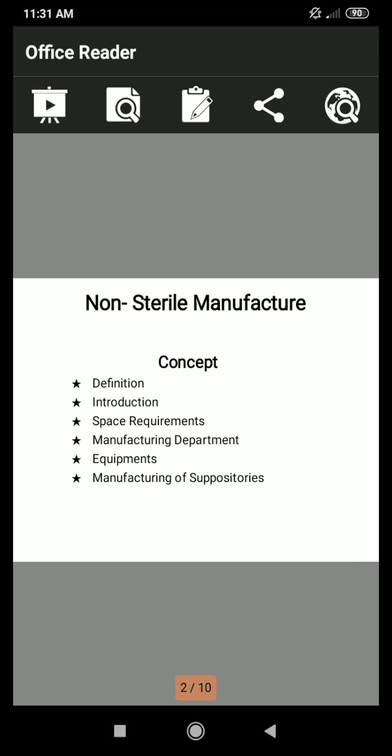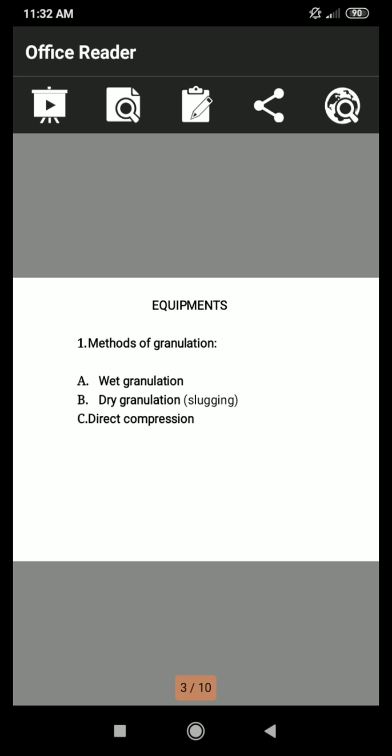Then in the manufacturing department, the first point is cleanliness, then second is raw materials, then manufacturing procedure. Then the next point is equipments. In equipments, first is method of granulation. There are three methods of granulation: first is wet granulation, then dry granulation and direct compression.